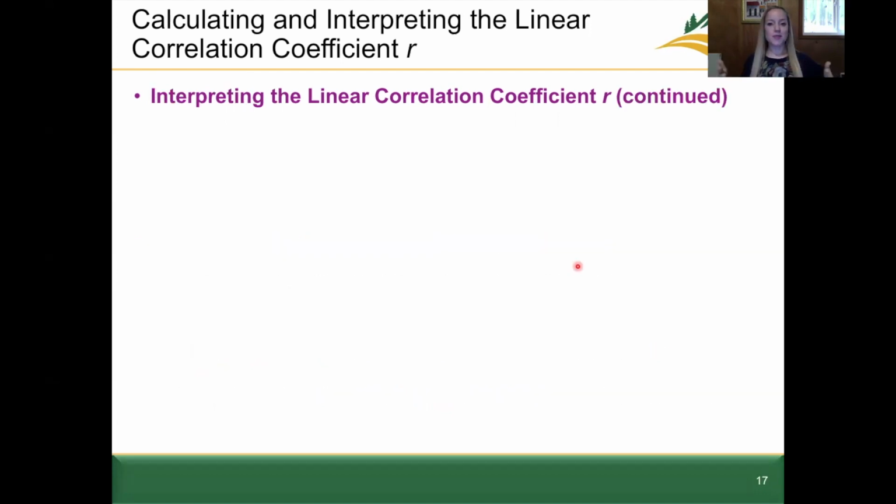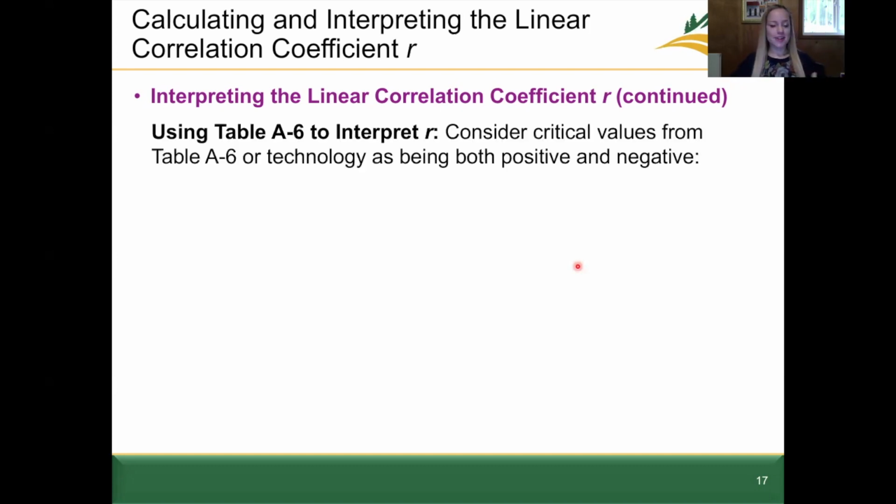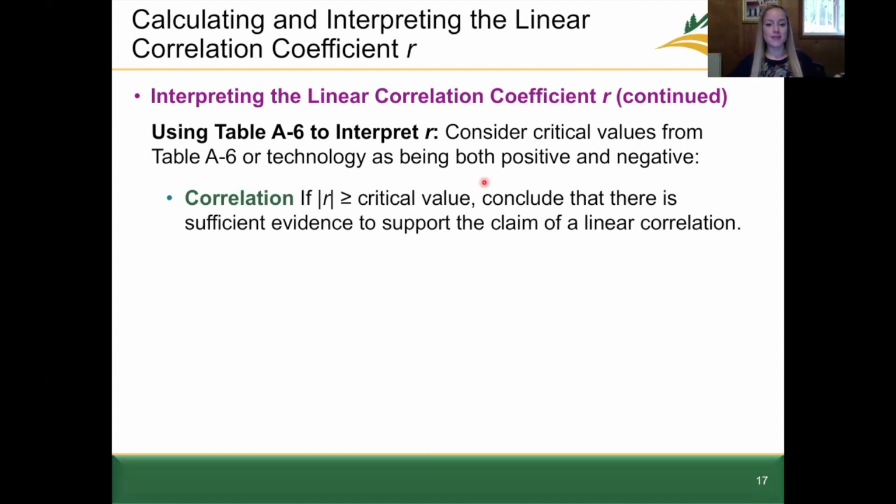So that was interpretation with a p-value and a significance level alpha. There's another way to interpret linear correlation coefficients, and we'll practice this way as well. So we'll practice using table A6 and consider critical values from that table as being both positive and negative. So once we know what that critical value is, then we can make these different interpretations.